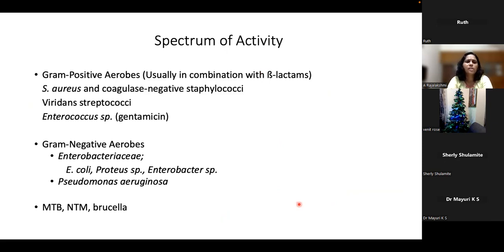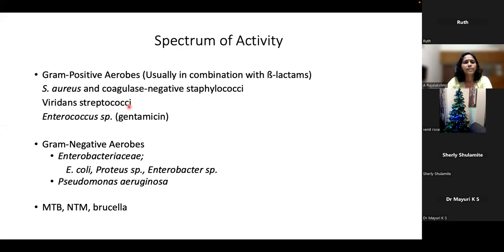Spectrum of activity, it is a wide spectrum. Gram-positive aerobes, usually it is used in combination with beta-lactam, especially if it is in bacteremia other than urinary source. And it covers Staph aureus. It's an add-on drug for Staph aureus and coagulase negative staph by synergistic action. And you can even bring down the duration of therapy in infective endocarditis.